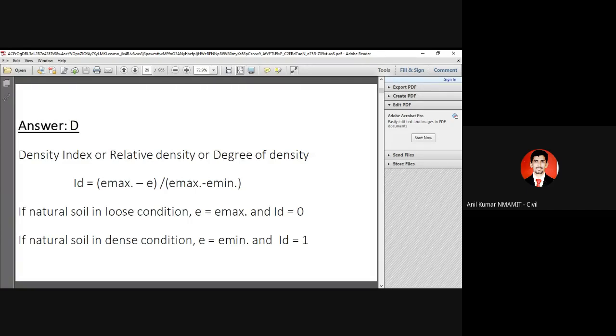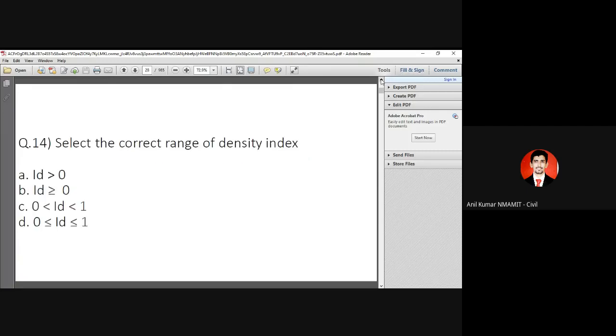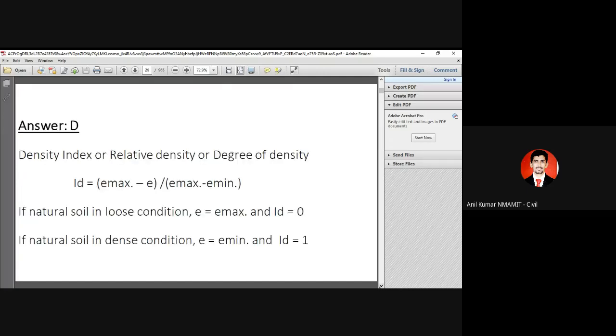So the answer for the given problem is D. It can be between 0, equal to 0 or greater than 0, or it can be 1, equal to 1 or greater than 1. That is your answer. The least value is 0. It can be equal to 0 or greater than 0, or equal to 1 or greater than 1. D is the answer. So please understand.